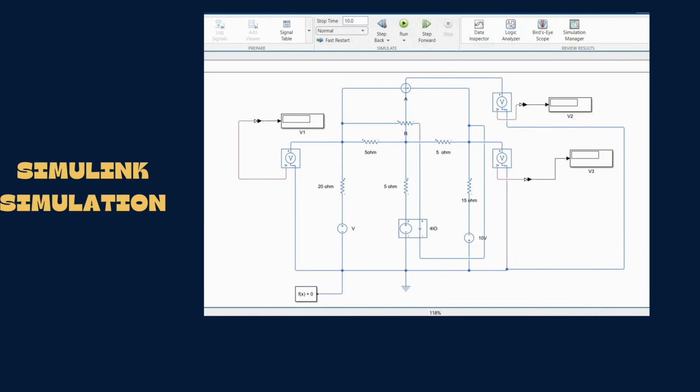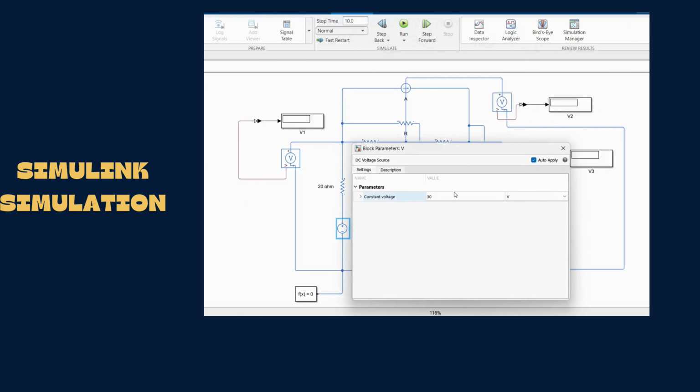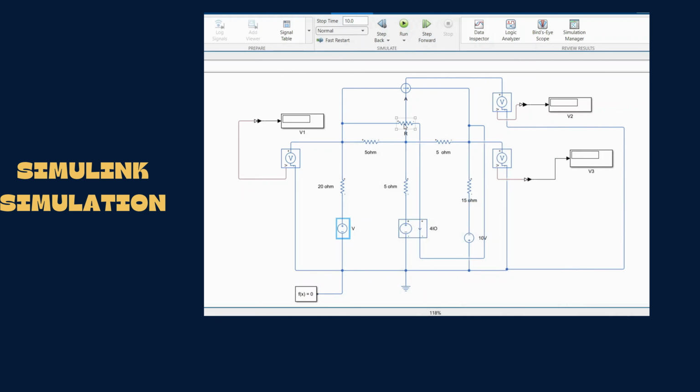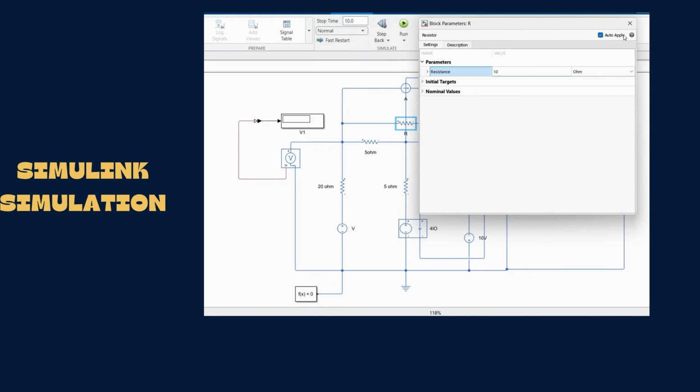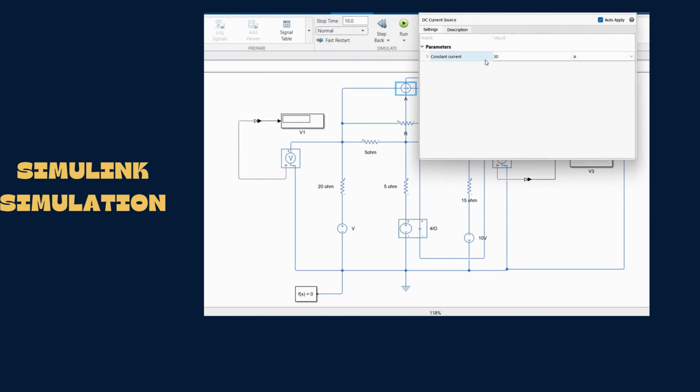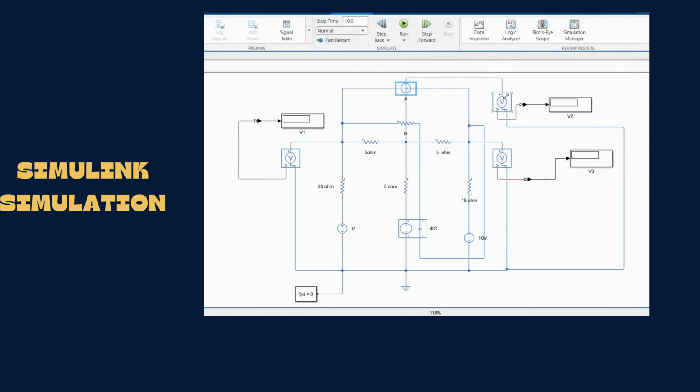Then this is our circuit design for Simulink in MATLAB. As you can see here, we need to declare the values of voltage, resistor, and current. Our group chose V as 10 volts, resistor as 10 ohms, and the last one, current, as 10 amperes. Then we click the run button to get the values of V1, V2, and V3. As you can see here, the value of V1 is negative 31.64, V2 is negative 12.8, and V3 is 9.843.